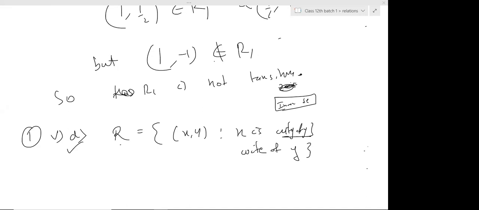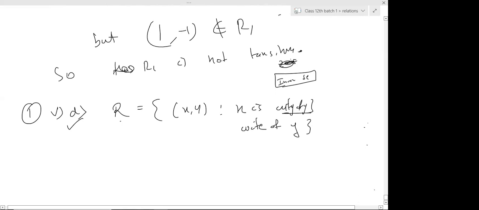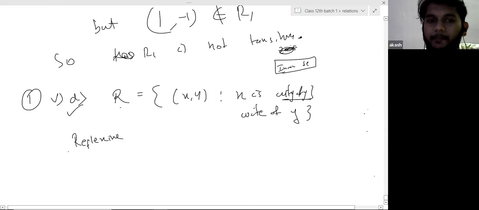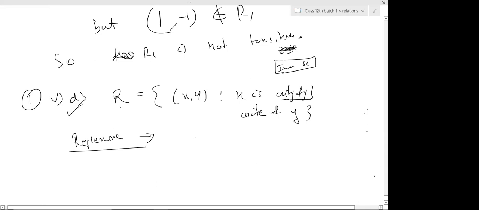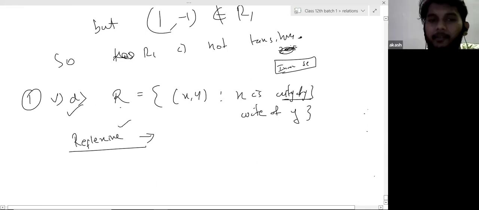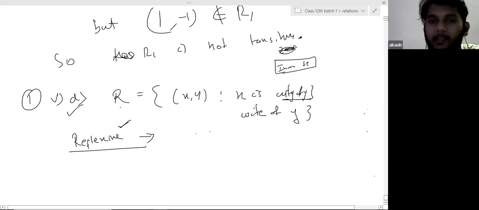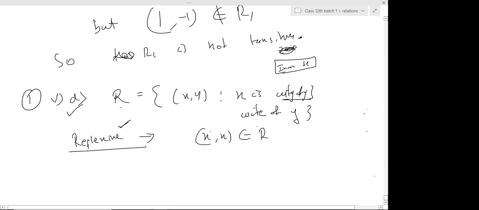Shekhani, go on. Sir, if x is wife of y, there should be three, x, y, and z, because we are talking about reflexive first. So what is reflexive relation? Reflexive means you should reflect on yourself, right? So (x, x) should belong to R for that to be reflexive. Yes, Krishna, this is right.